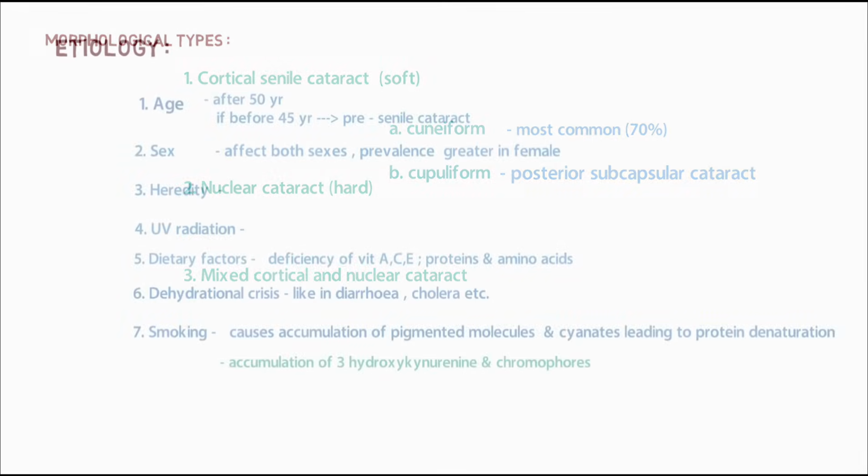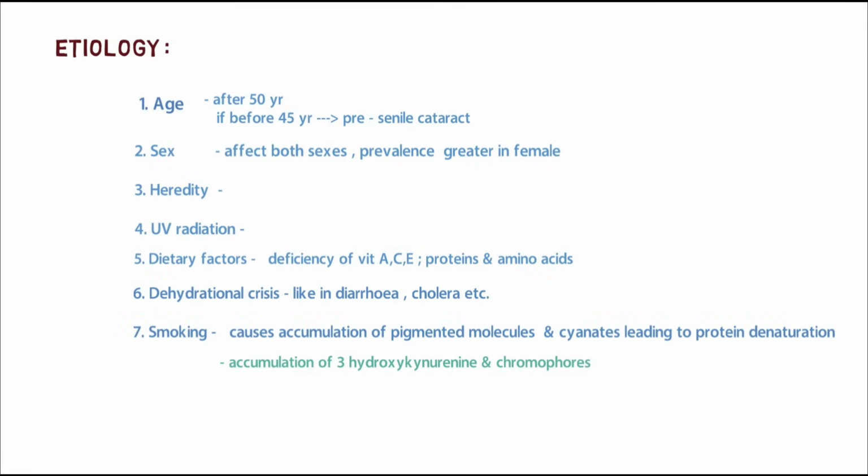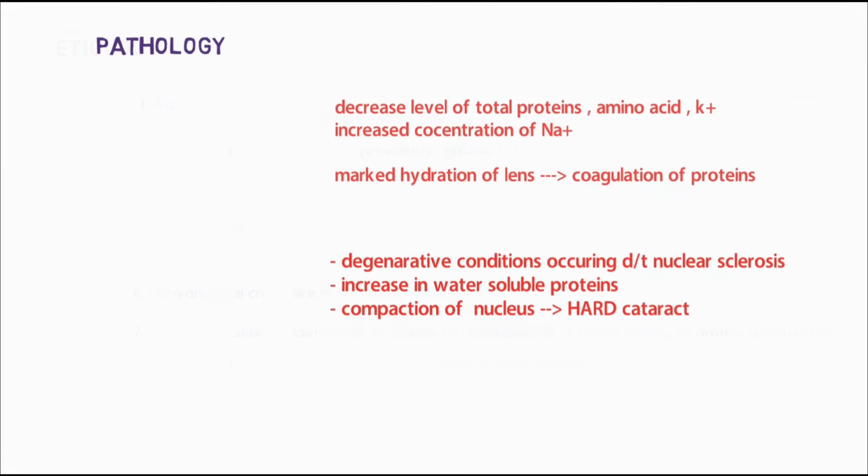Then we discuss the etiology of the cataract, in which we look at age, sex, heredity, UV radiation, dietary factors, dehydrational crisis and smoking. These are the etiologies behind the formation of senile cataract. Then we take a look at the pathology behind the formation of senile cataract, in which we look at the formation of cortical senile cataract, and then we learn about the formation of nuclear cataract.